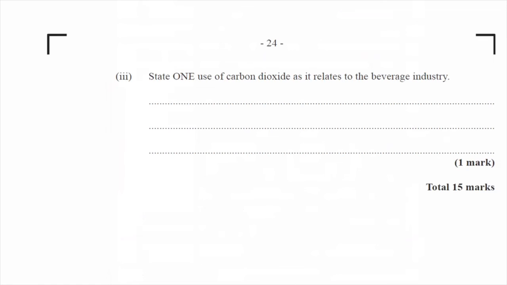Part 3, for the last mark to make it up to 15. State one use of carbon dioxide as it relates to the beverage industry. All right, and we love this. It's used to make the fizz in drinks. We know about fizzy drinks, carbonated beverages. That comes about because carbon dioxide would have been pumped into the drink under pressure. So that's what gives it the fizz.